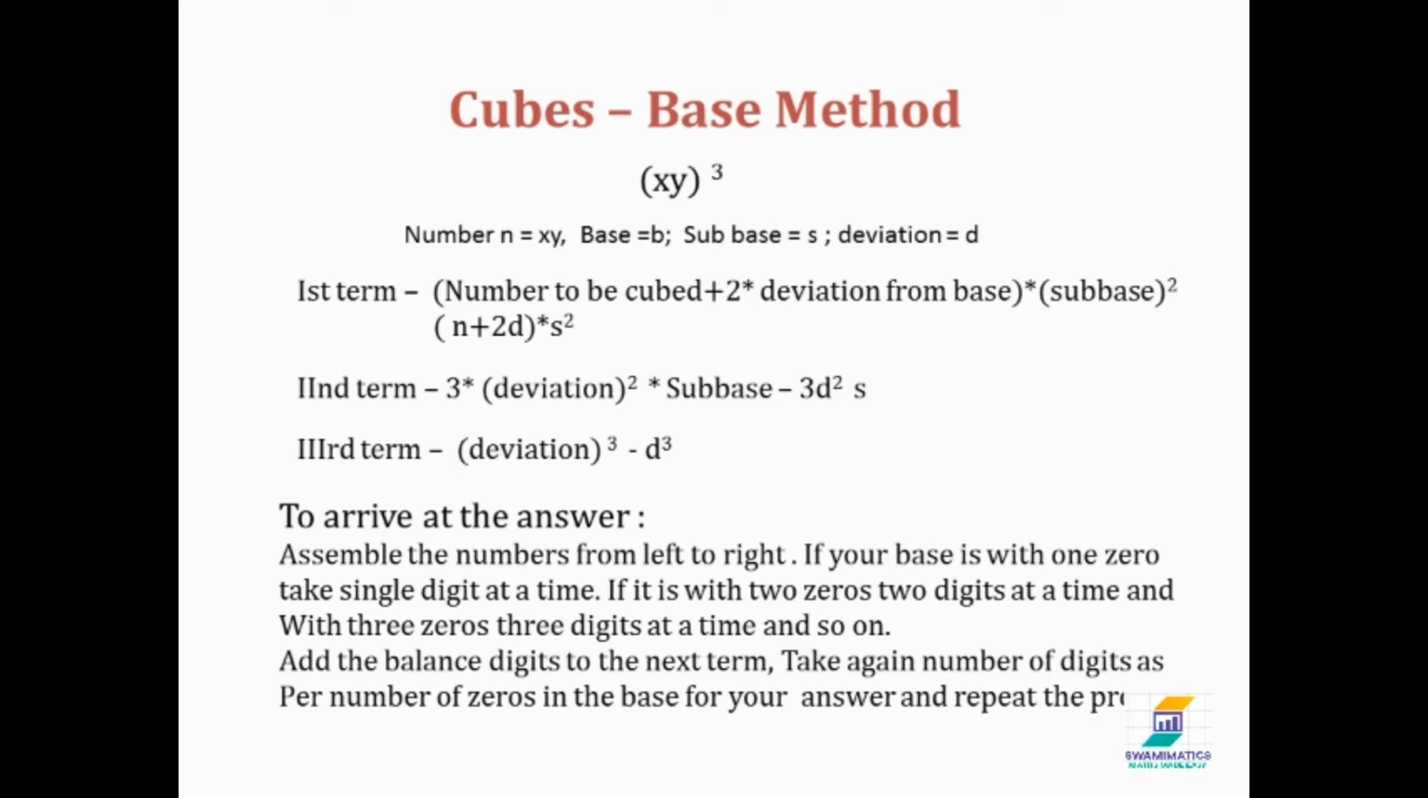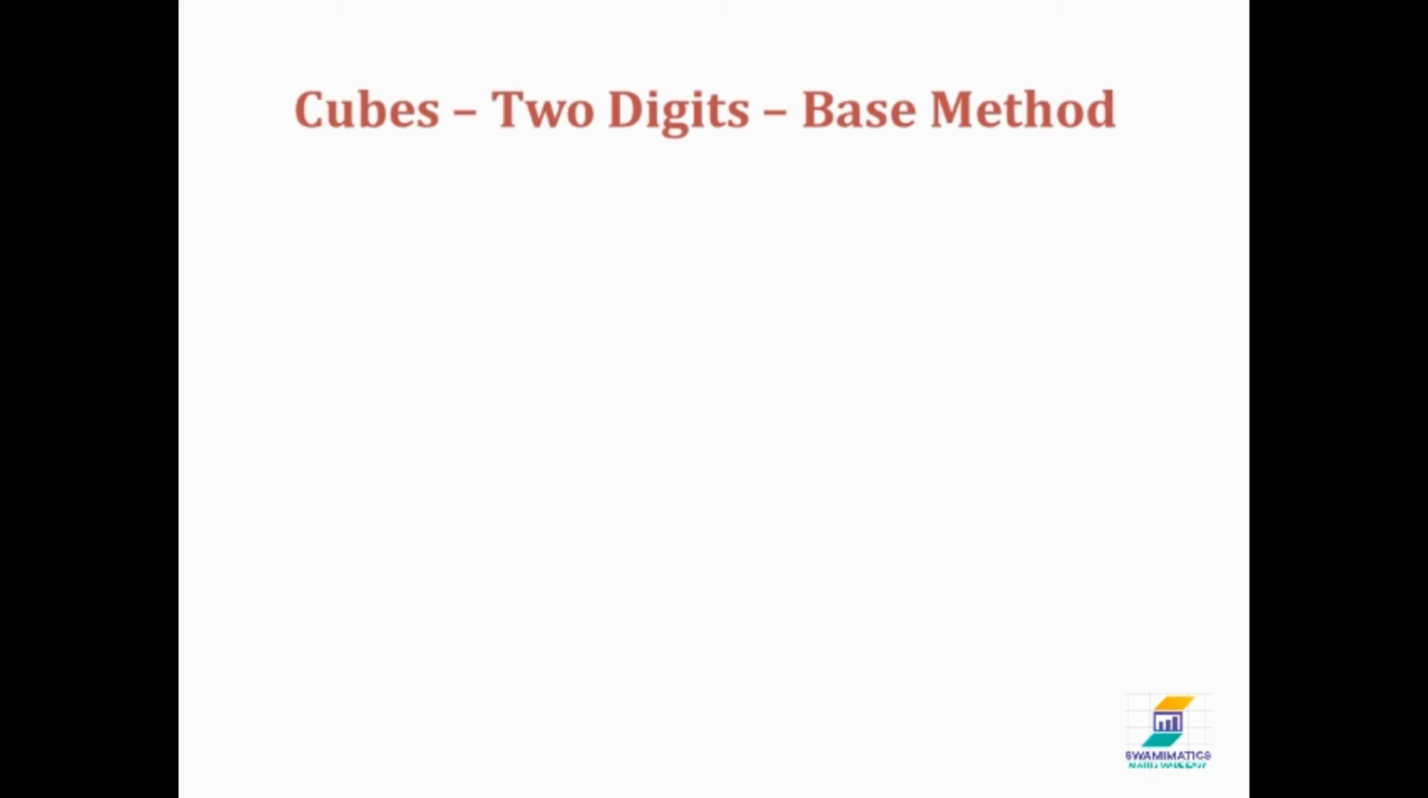And if it is with 3 zeros, 3 digits at a time, and so on. Once you take a single digit or a 2 digit or a 3 digit or whatever it is, add the balance digits to the next term. Take again the number of digits as per the number of zeros in the base for your answer and repeat the process. Now let us take one more example.